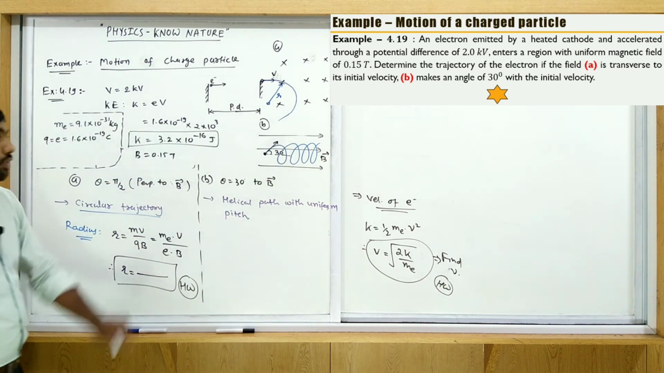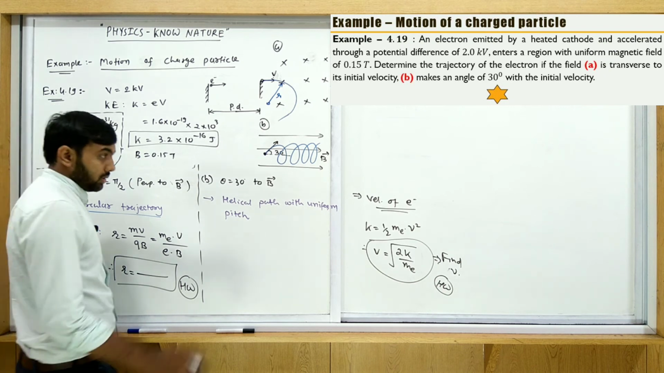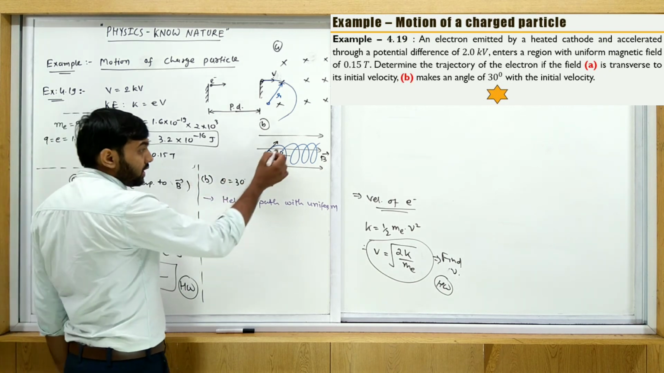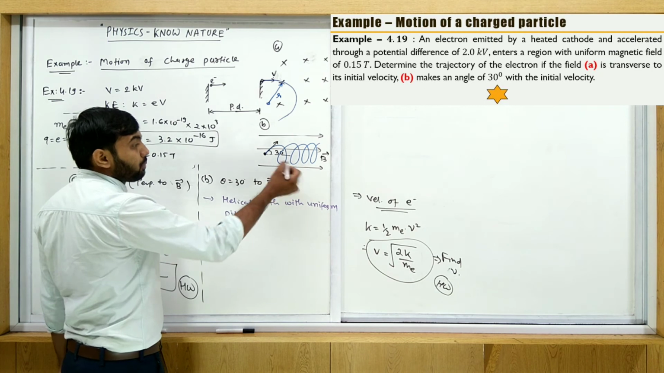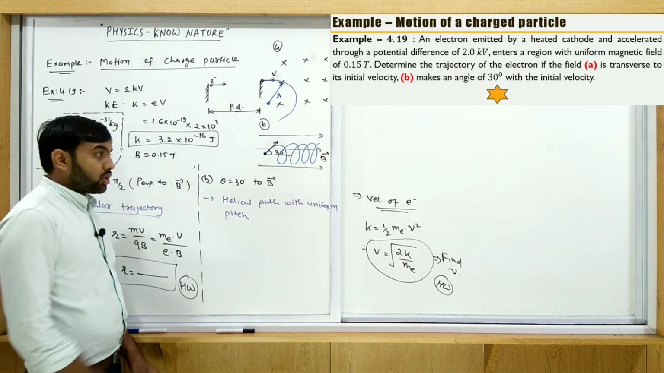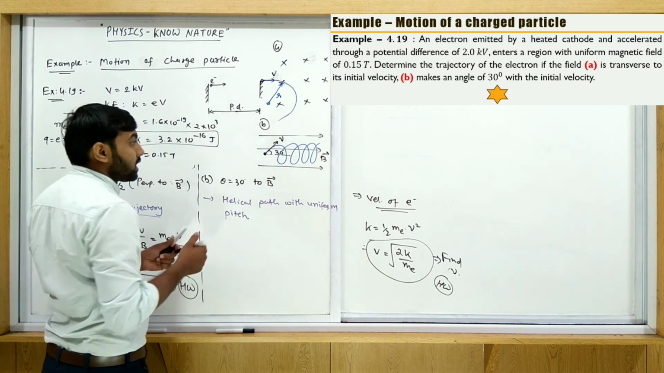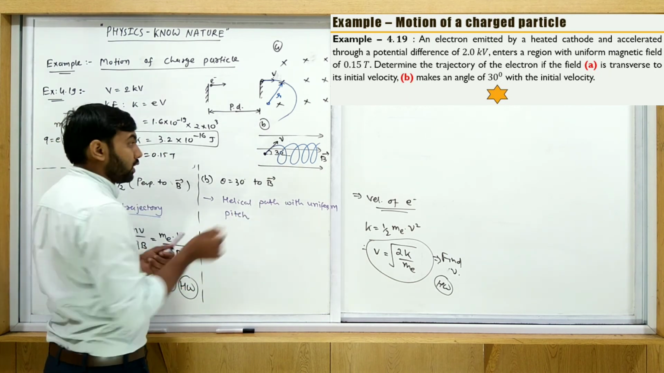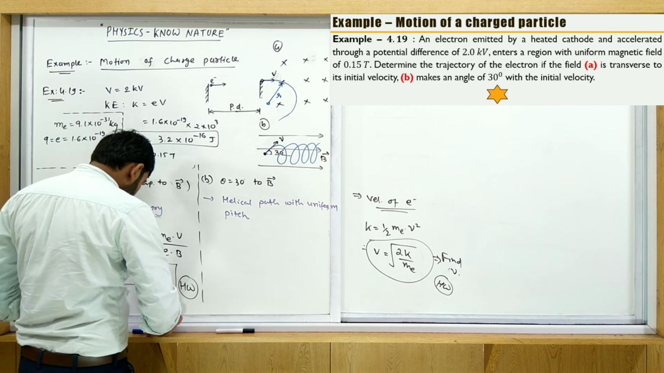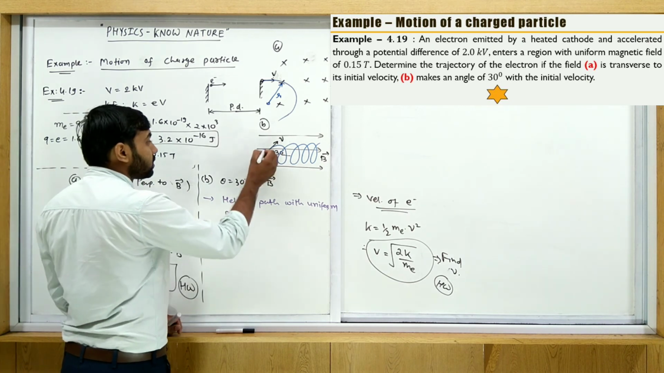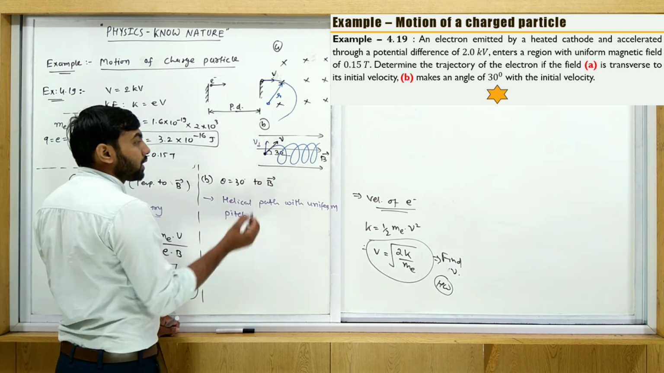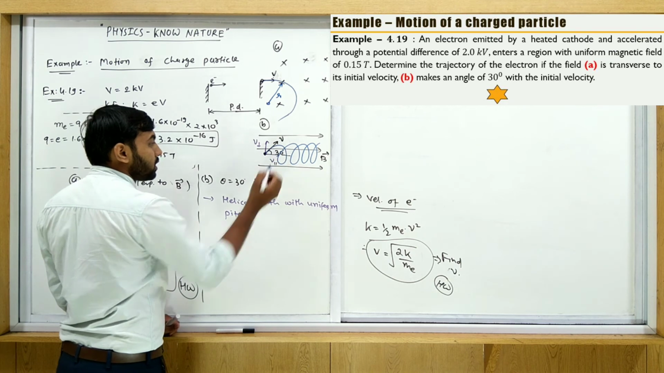Now if it's a helical path, then there are two things. The first thing is the radius of this trajectory and the second is the pitch of this trajectory. For the radius, here this V is this one. Here are the two components of it. The first component is V perpendicular and the second component is V parallel.